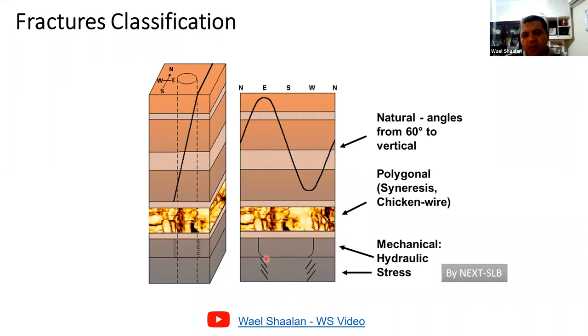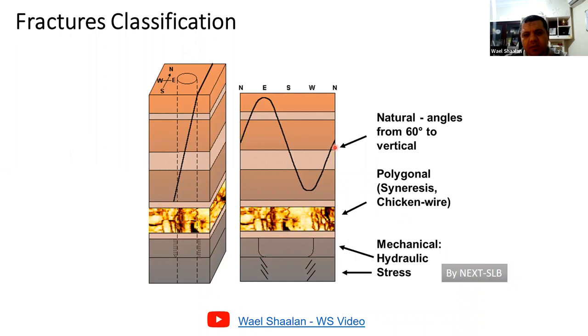So for example, if this one is in the east, this one will be in the west. And if this one is in the north, this one will be in the south. So it's all in the opposite. This is the difference between natural fractures and mechanical or hydraulic fractures.